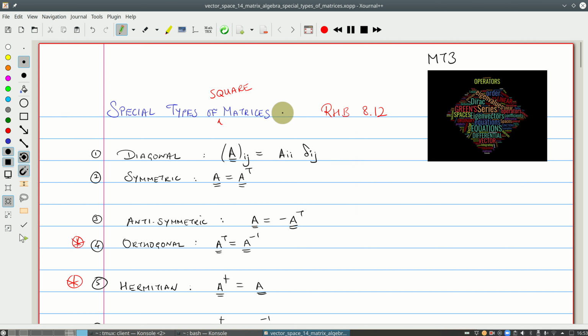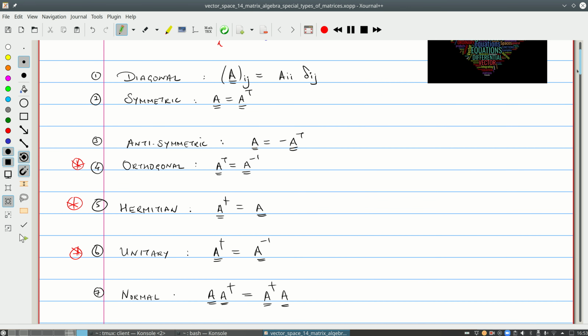Hello and welcome to MT3 again, and now we are looking at special types of square matrices. The material is in Riley, Hobson and Bence 8.12, and we'll be covering most of this rather long section. So what are the kinds of special square matrices we'll be looking at?